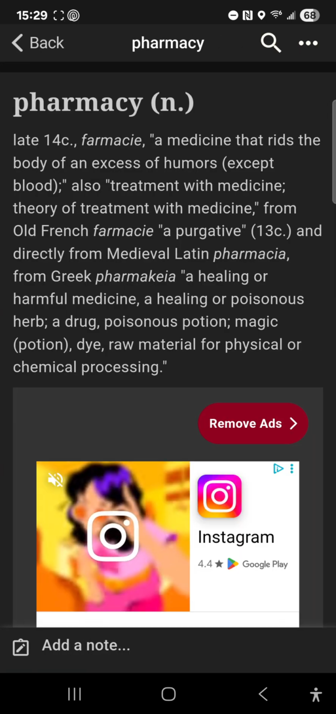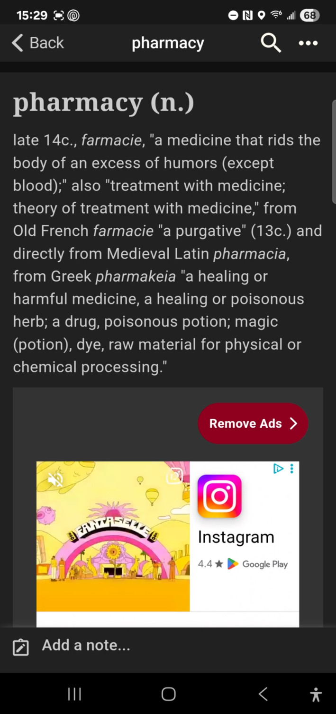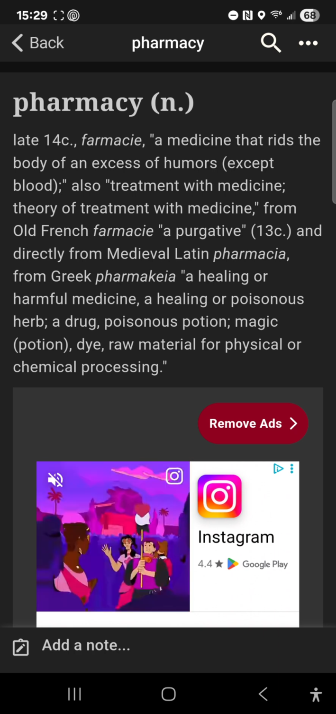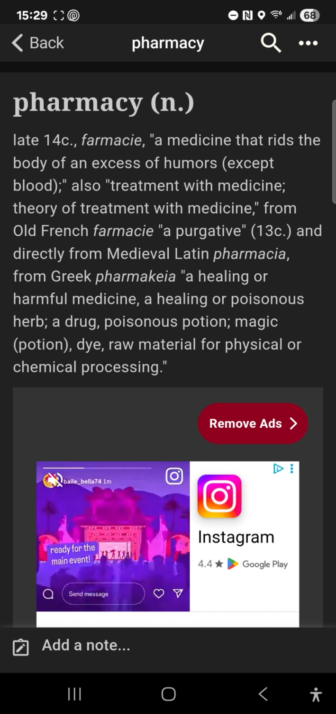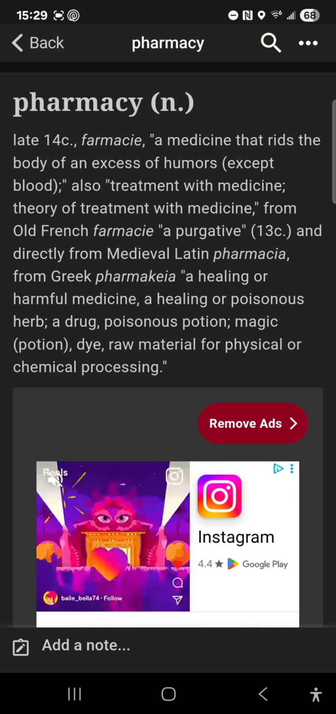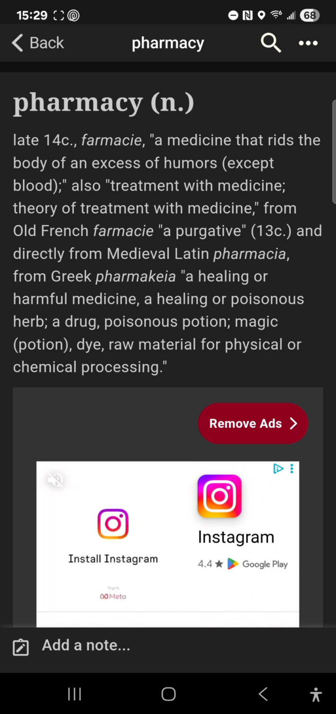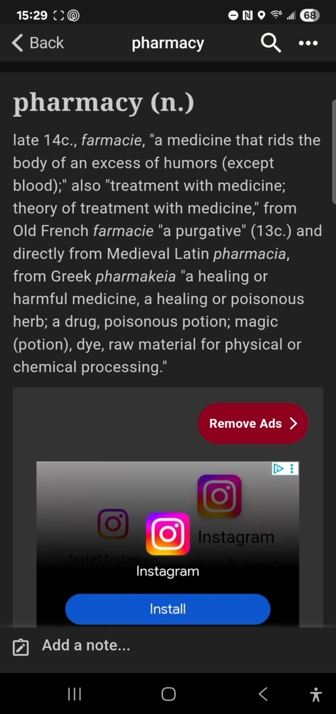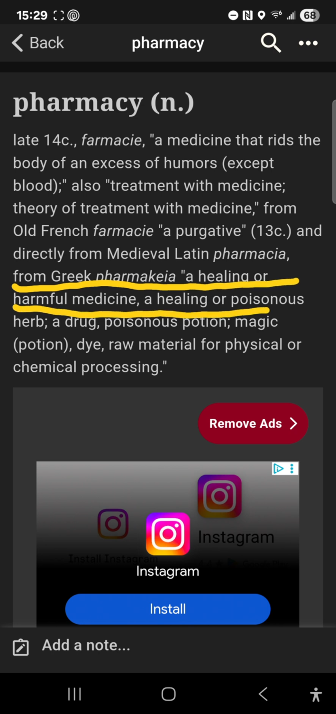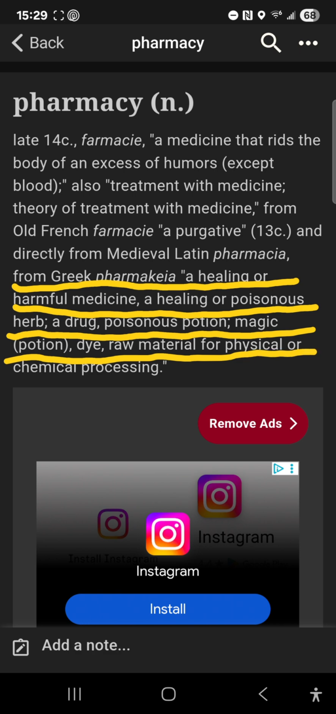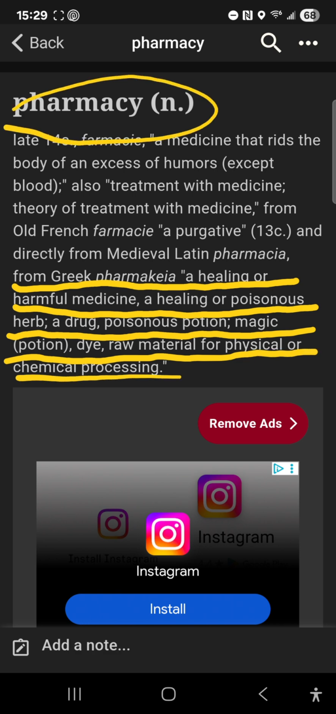I don't know if you can pause this to read this, but it says a medicine that rids the body of an excess of humors, except blood. Also treatment with medicine, theory of treatment with medicine. So now it starts to tell you what it's from. I want you to go down here where it says, from Greek pharmakeia, a healing or harmful medicine, a healing or poisonous herb, a drug, poisonous potion, magic, potion, dye, raw material for physical or chemical processing. This is the word pharmacy.